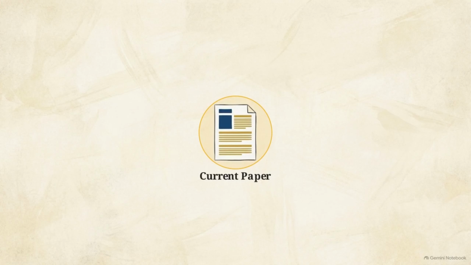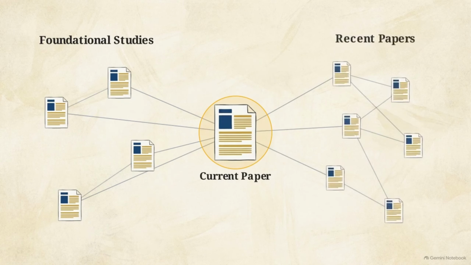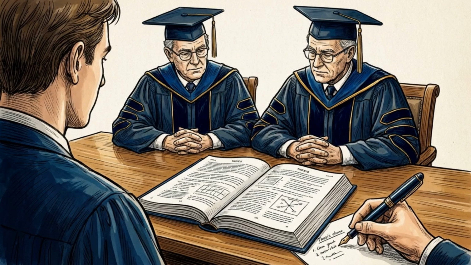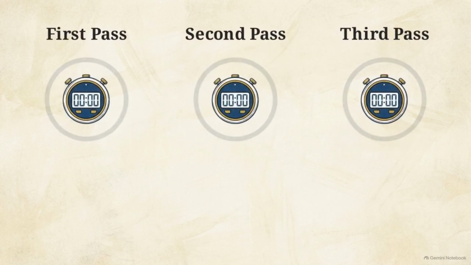Use the reference list to map the field. Search backward for foundational studies and forward for recent papers that cite this work. This reveals which researchers agree, which disagree, and how an idea has evolved over time. During a viva or defense, examiners will look for the synthesis. They want to see how you identified flaws in others' work to justify the specific path you chose for your own methodology.